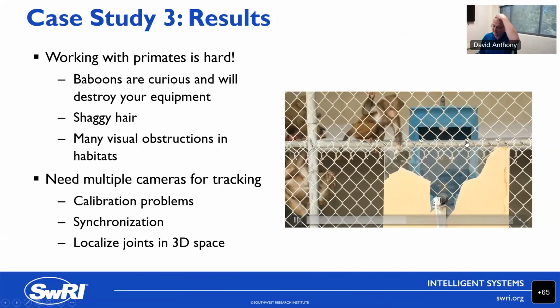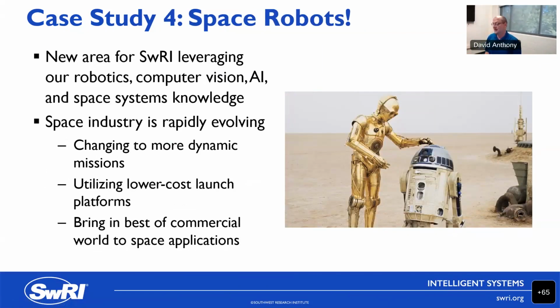But I'll skip that in favor of going on to this last case study, which is at this point more speculative. This is our space robotics program area, which we just started up. So this is a new area for SwRI. We have a deep heritage in spacecraft systems. We've been on over 50 NASA missions at this point. And we said, we've got all this expertise in space science. We have all these robotics experts, all these computer vision experts, all these AI experts. Let's do something with this. And it's a really great time for it. I'm excited about it because the space industry is rapidly evolving.